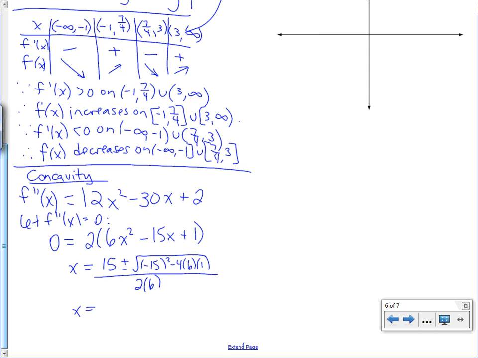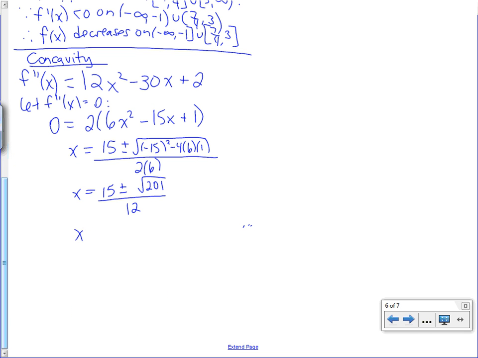Okay, 15. When I do the quadratic formula, I like to show a substitution step, then a step where I just put whatever the number under the square root is. So 15 squared, 225 minus 24 is 201. Square root of 201 all over 12. So those are my exact answers for x.